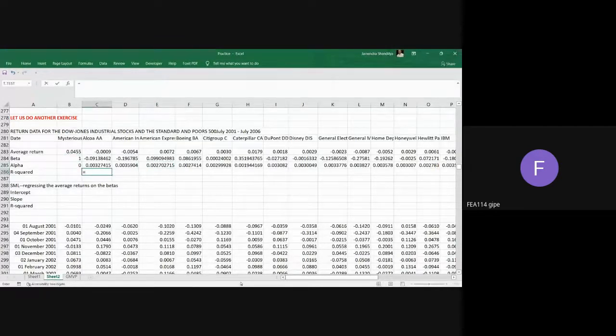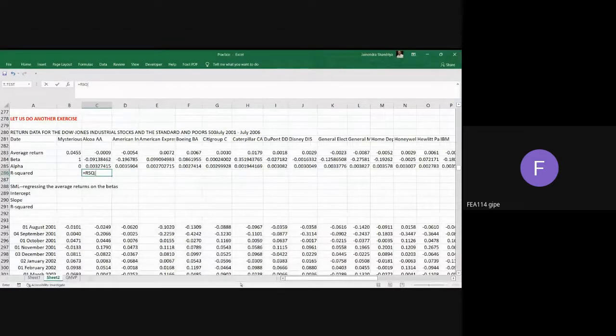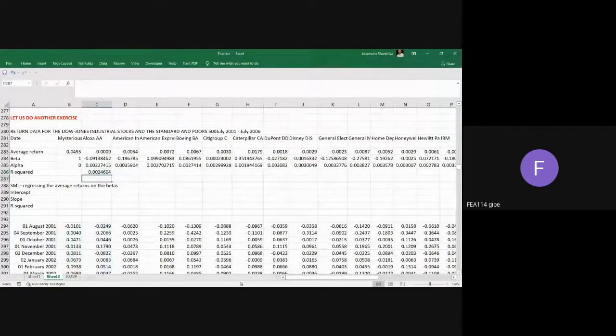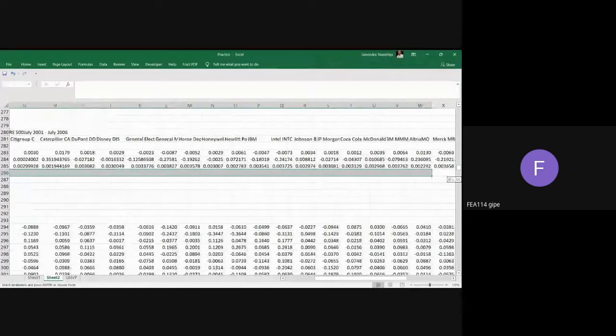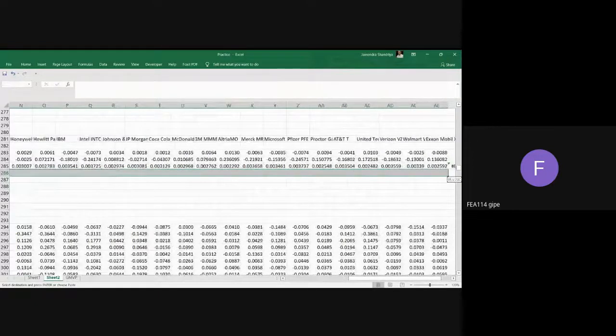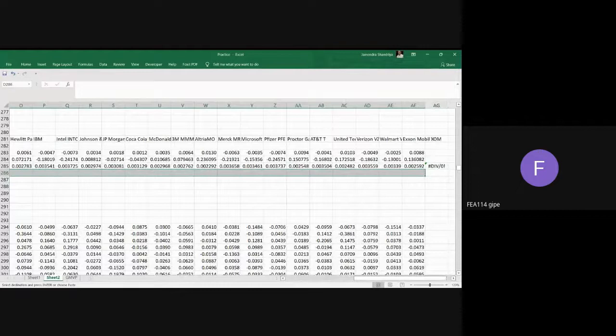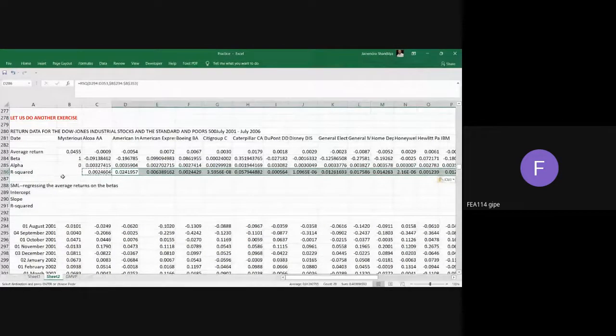So again, R square, you need to use RSQ. I calculate R square, and then I will copy this and paste this so that we don't have to do this. So we got the R square also for individual stocks.